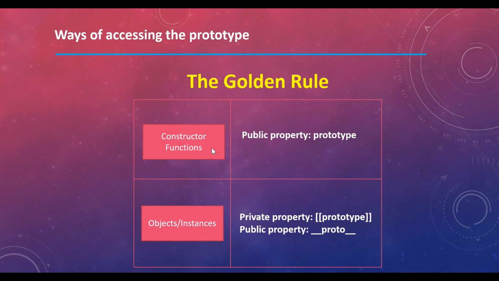Whenever you declare a function in JavaScript, a public property is created for that function, which is called prototype. So if you want to access the prototype of a constructor function, a function that you define, you will have to use the property called prototype. Now let us see that as an example.